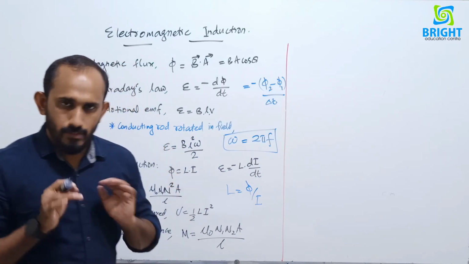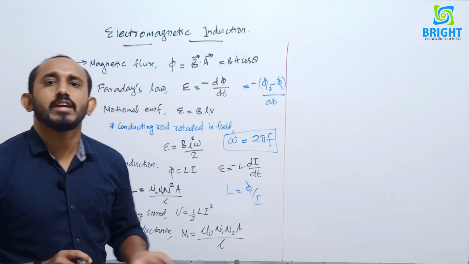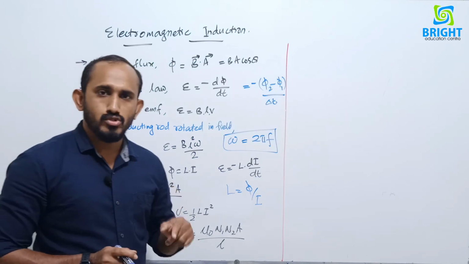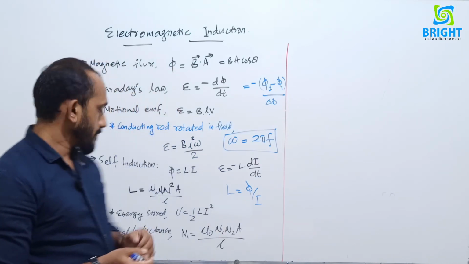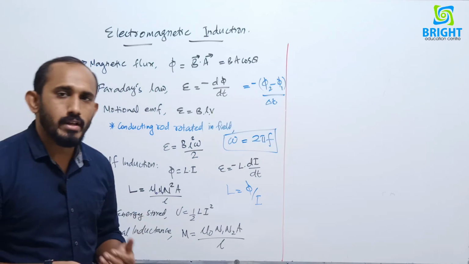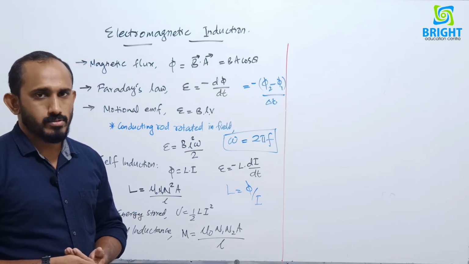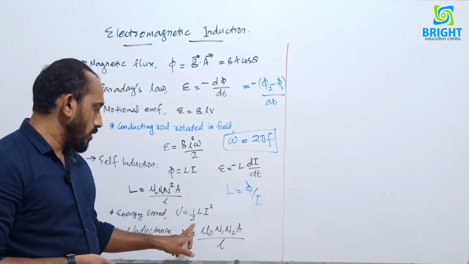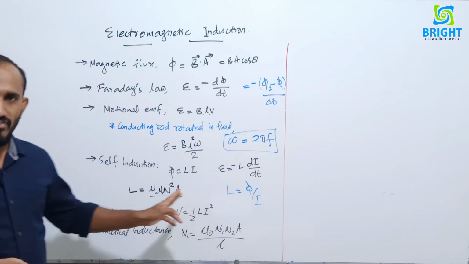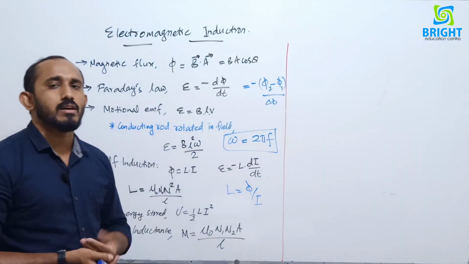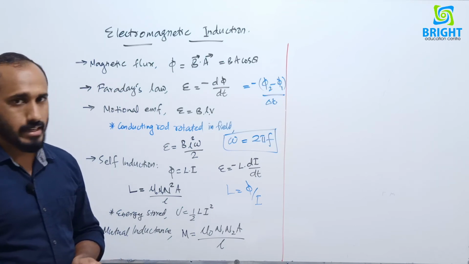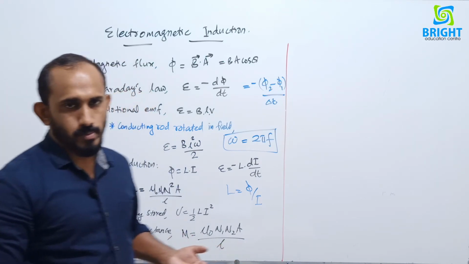Self-induction is a phenomenon in which an EMF is induced in a conductor coil due to the varying magnetic field produced by current in the same coil. How much energy is produced or stored in that self-induction during the process? U is equal to half L i square. Half L i square is the energy stored in this coil. It will be in the form of magnetic field actually. So induction coil works on this principle.